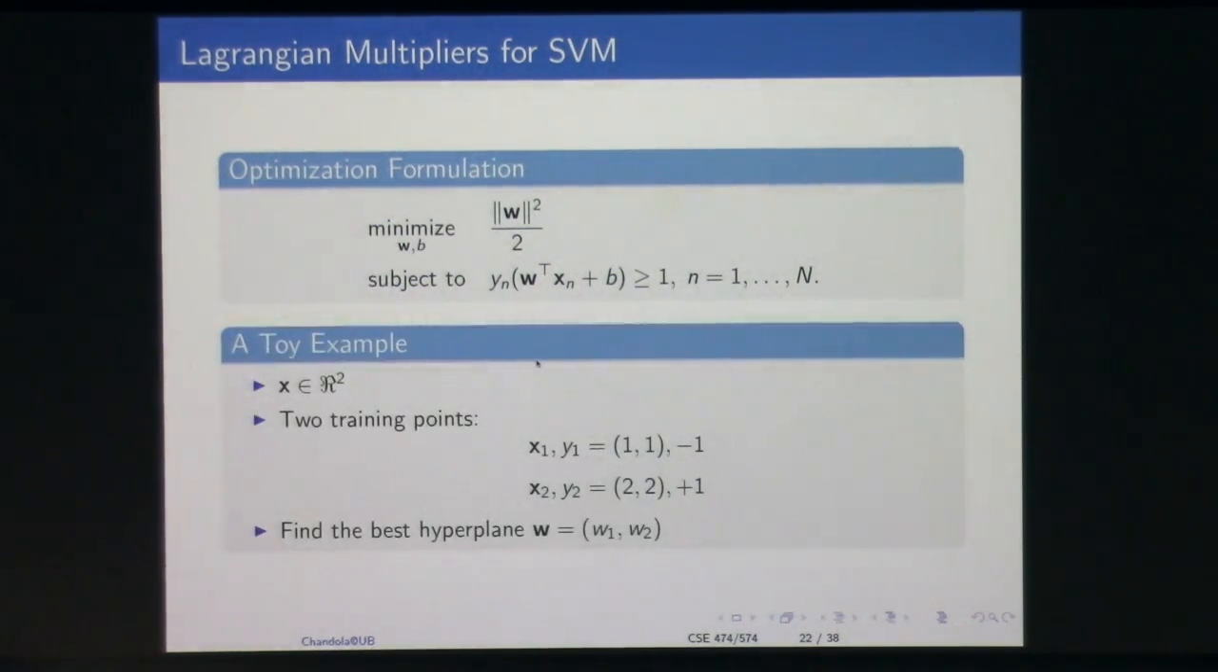So let's do a simple toy example. Let's say we had our data in two-dimensional space, right? So there is one w, w1, w2 that defines our hyperplane, and then there's a b on the side. And let's say we have only two training data points. One is (1, 1), x1, and the label is -1, and (2, 2), with label +1.